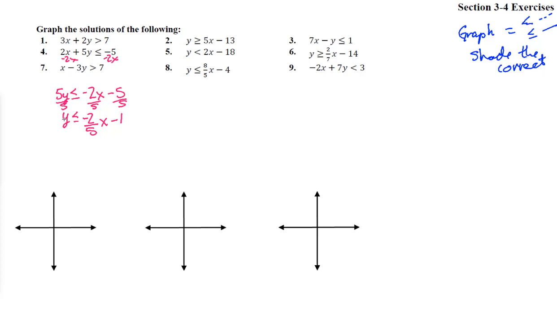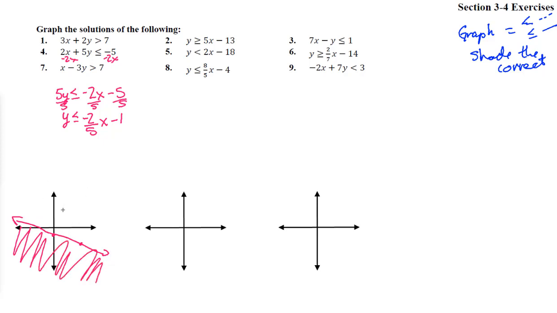So now, graph as though it's equal to, so we get y equals negative 2/5 x minus 1. There's a minus 1 right there. And then slope of negative 2/5, it's down 2 over 5. Good. And then the line is solid. We actually want y equal to this. So we get that line right there. And it says that y is less than. So we have to go from this line and down in order to get the right side.